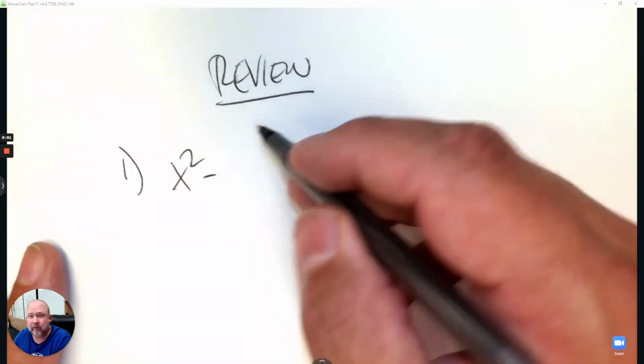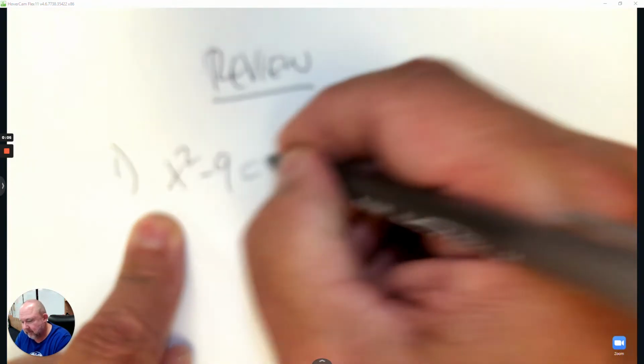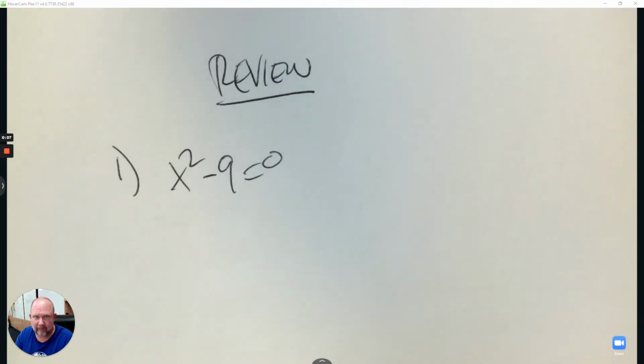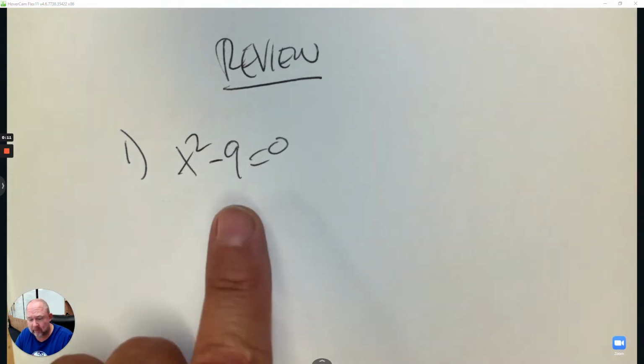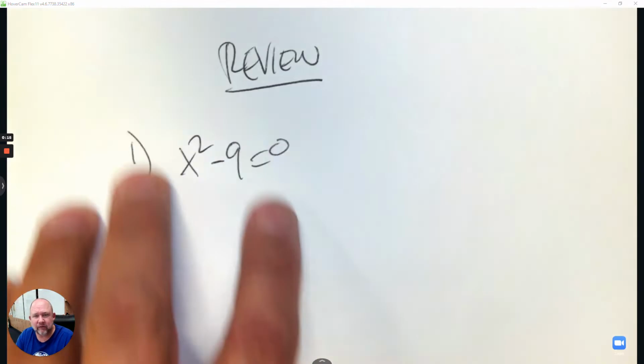All right, so we're reviewing solving quadratics by taking square roots. So I'm going to give you an example, and we're going to do those examples before you get that quiz redo, or maybe you just want to do a quick review of how to do it. X squared take away 9 equals 0. Write it down. How would I solve that?